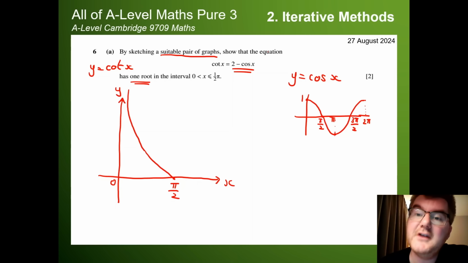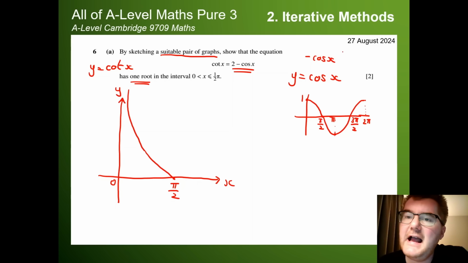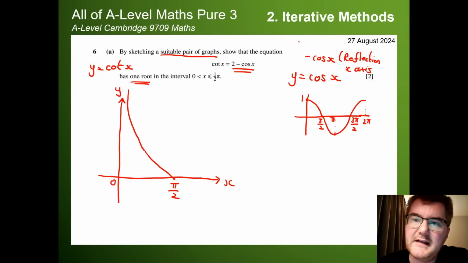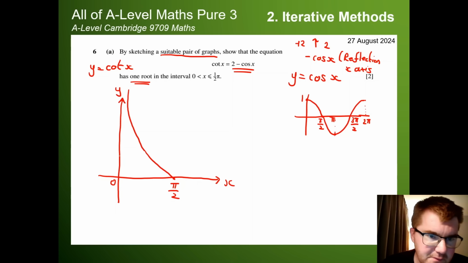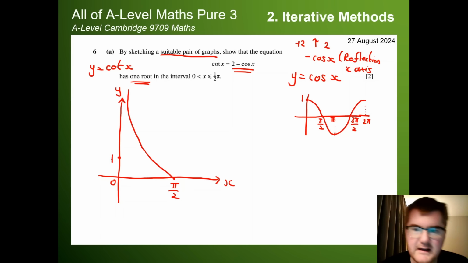However, we've got two things going on here. First of all, we have a negative cos x, so that's going to have a reflection effect, and that's going to be in the x-axis. And then we've got the plus 2, and so that's going to translate it, so it's going to shift it up by 2 as well. So with that in mind, we've got 1 being reflected, so that goes down to minus 1, and then goes up by 2, so we need to pop in 1 here.